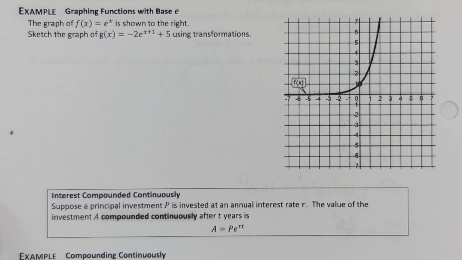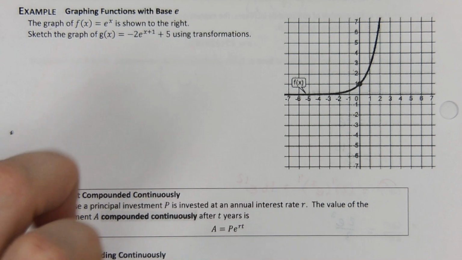Ooh, 1, 2, 3, 4 transformations. Yuck. Let's handle all the outside transformations first. And in case you've forgotten, inside transformations are where the x's are. So since my x's are in the exponent position, the exponent is now my inside area.